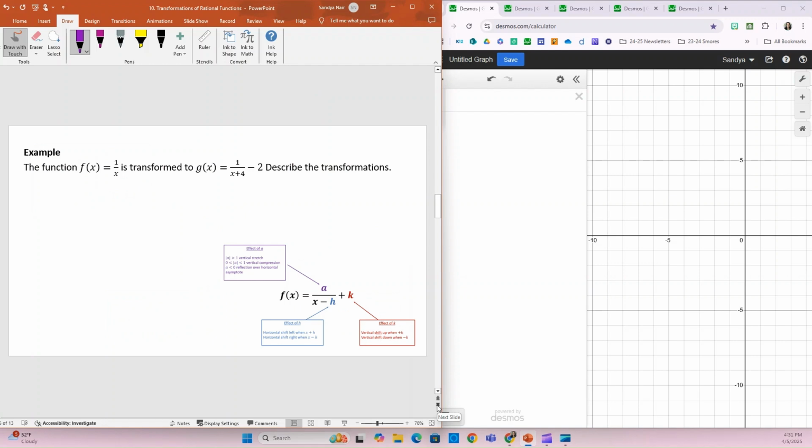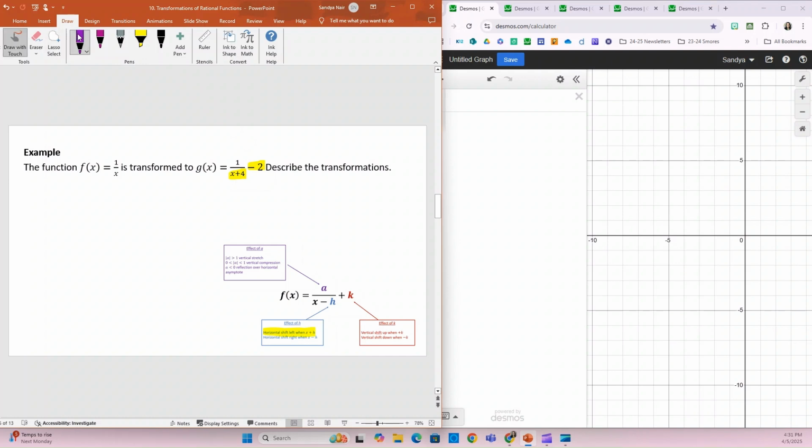So let's look at an example. It says the function f of x equals 1 over x is transformed to g of x equals 1 over x plus 4 minus 2. Let's describe the transformations. So I'm going to use my highlighter and see what changed in this new function. So I have an x plus 4, and I also have this minus 2. So if I study that x plus 4, and I go to my chart right here, you can see that that is a shift left when I have an x plus h in that denominator.